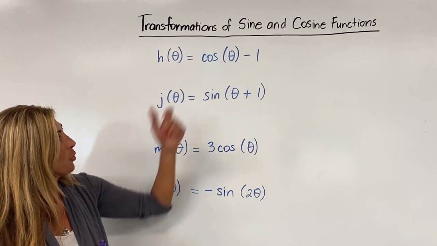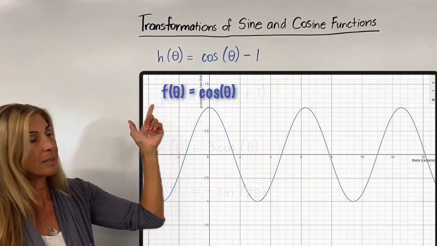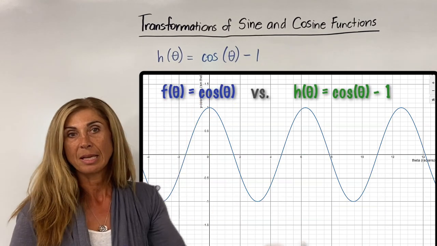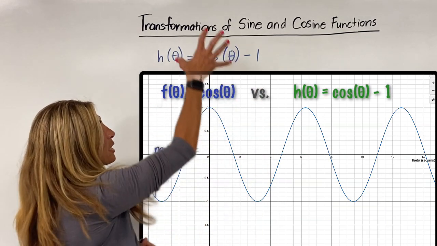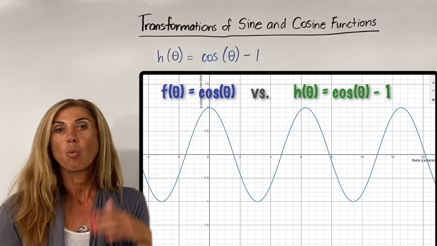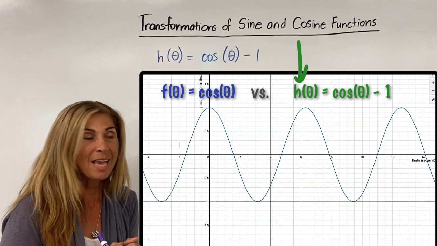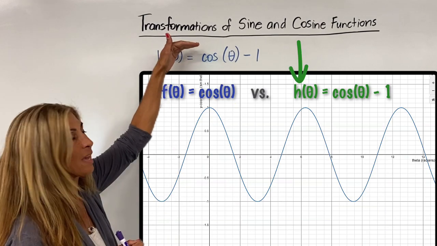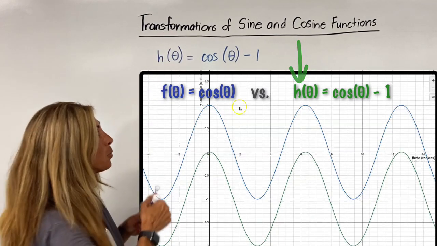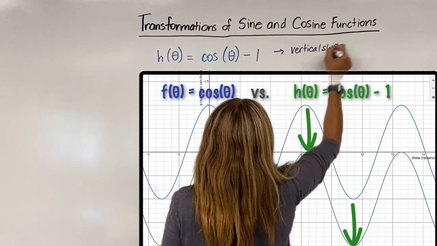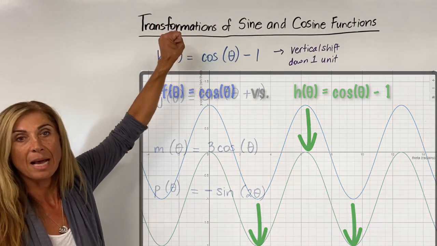The first one, if you notice, takes cosine of theta and then subtracts 1. And if you recall from transformations in regular functions, if we take a function and subtract 1, what value is that affecting? Yes, you are correct if you said the output. So everything has been shifted down. This is a vertical shift down 1 unit, since it's affecting the outputs.